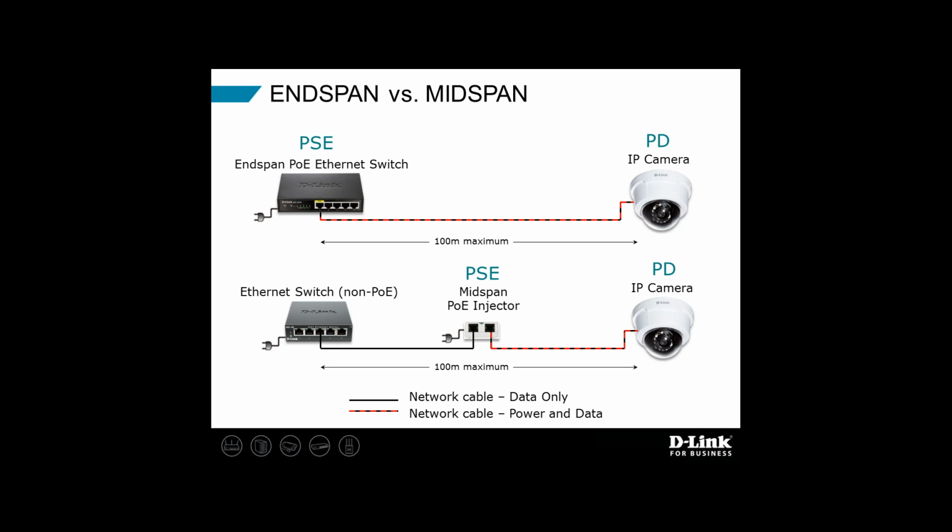Now that PSE, that Midspan, can be located in the middle of the Ethernet link. It can be located over on the left. It can be located over on the right. It really doesn't matter. All it's doing is passively passing through the Ethernet signal, and it's injecting power on that cable. So it doesn't influence the 100-meter maximum that I have from the Ethernet switch on the left over to the IP camera on the right.